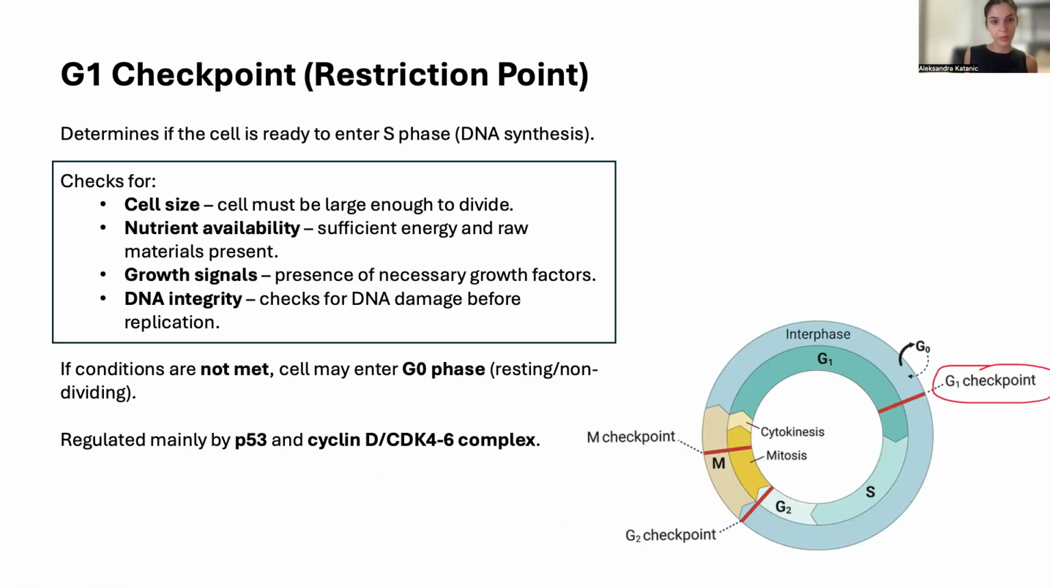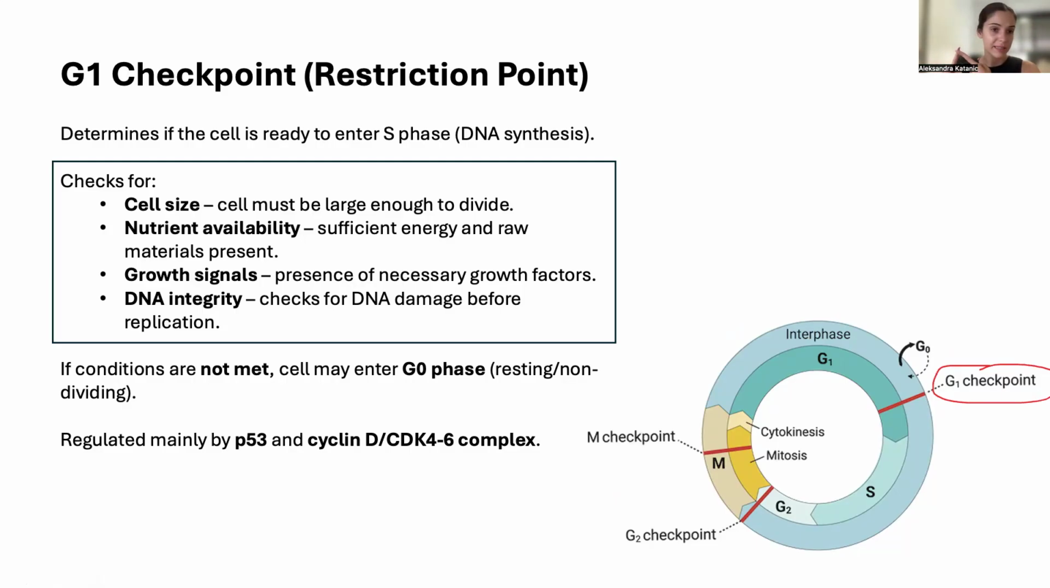So to go into a little bit more detail, I just explained it pretty casually there, but let's go through in a little bit more detail. During the G1 checkpoint, this is called the restriction point, and it determines if the cell is ready to enter S phase, aka if it's ready to do DNA synthesis.